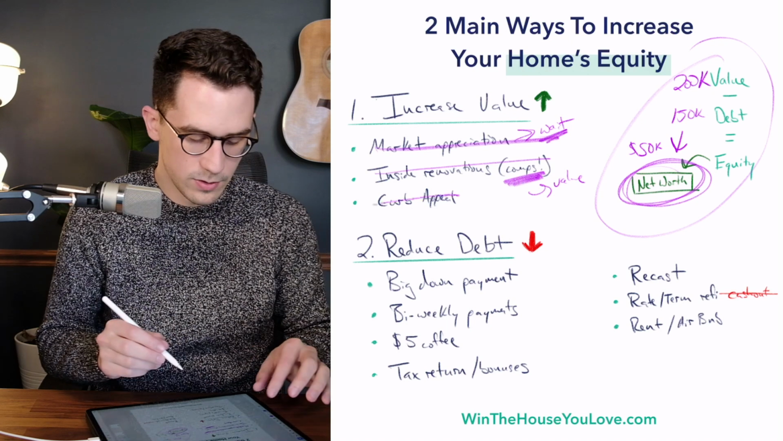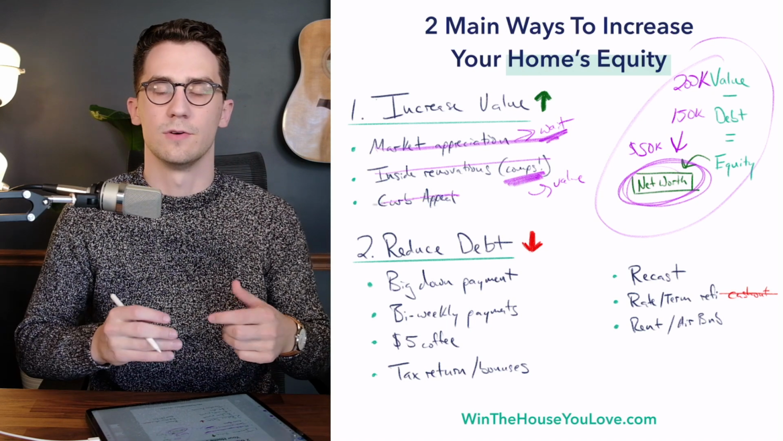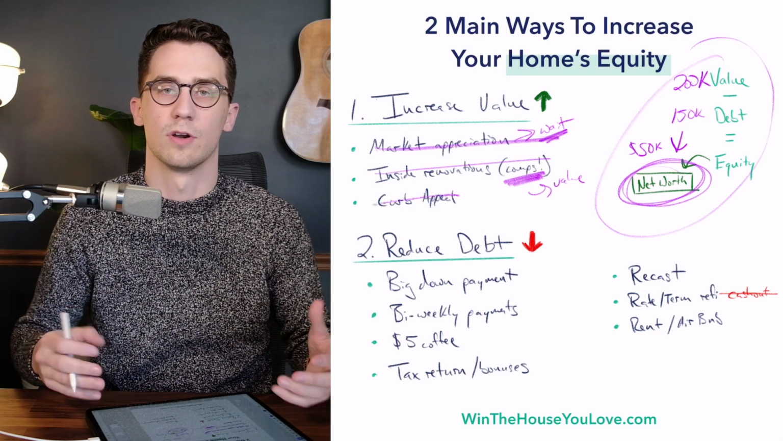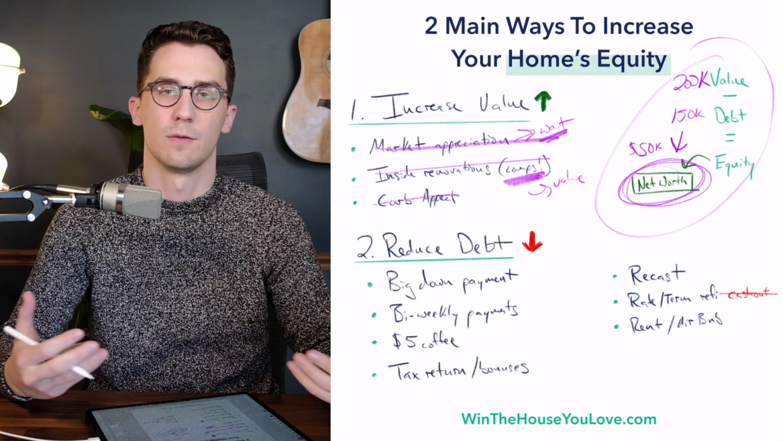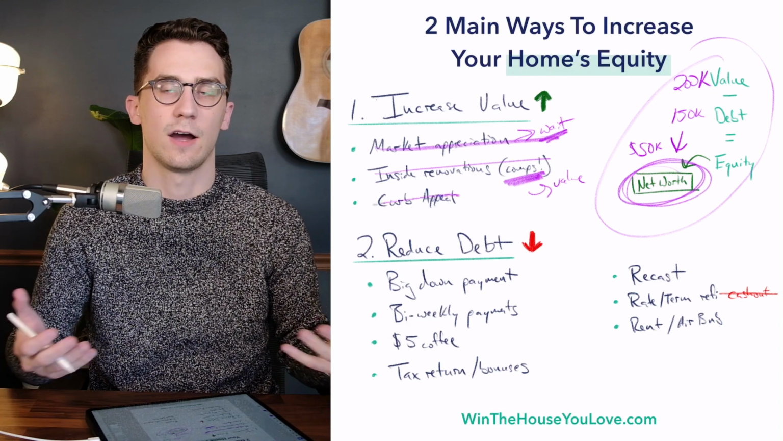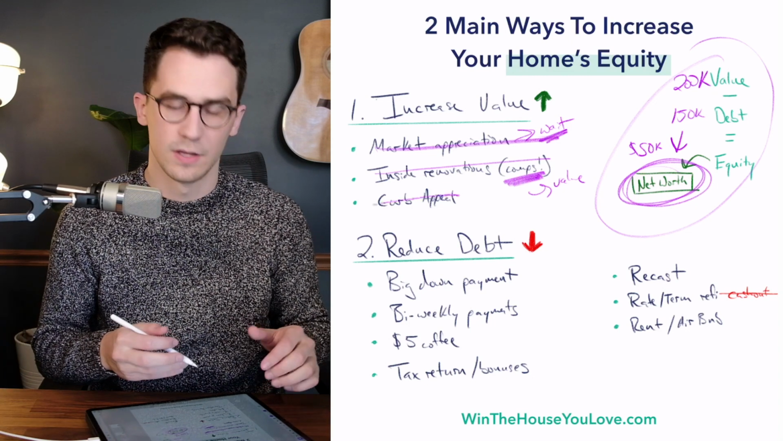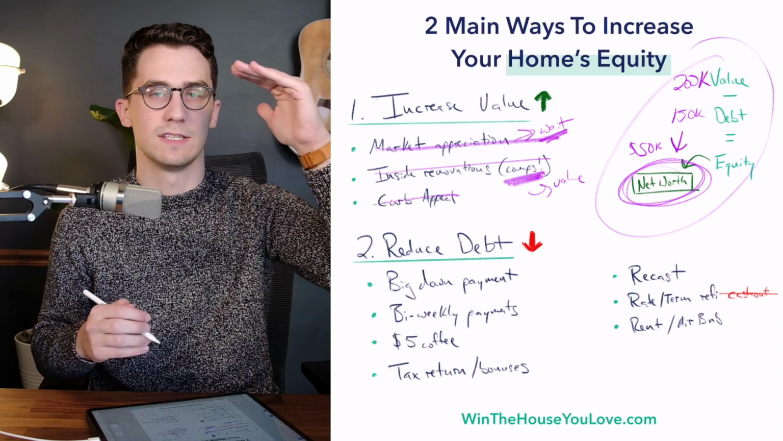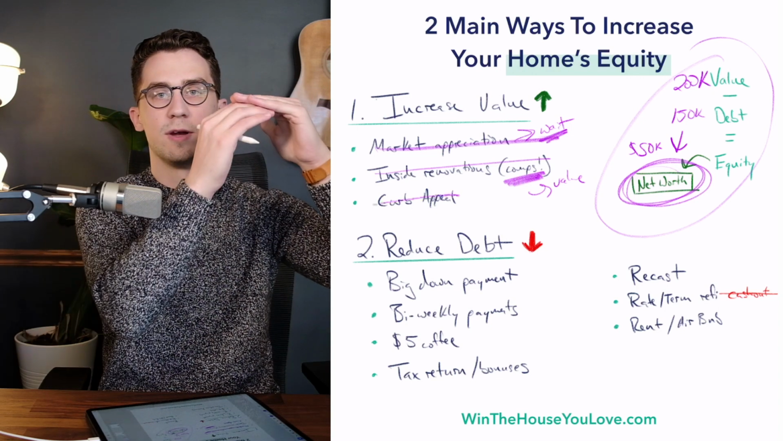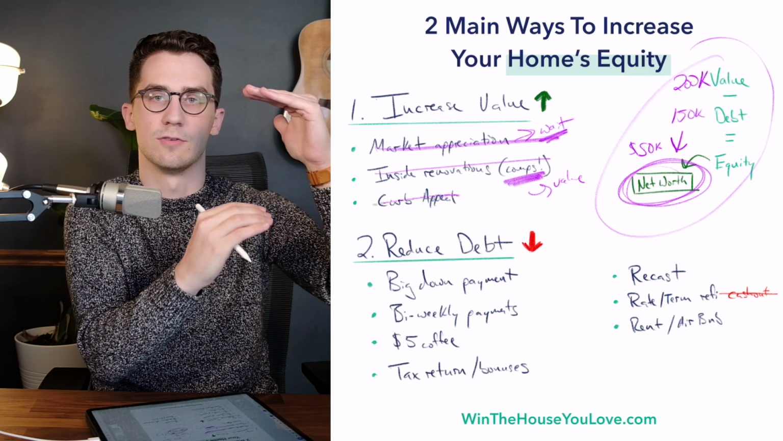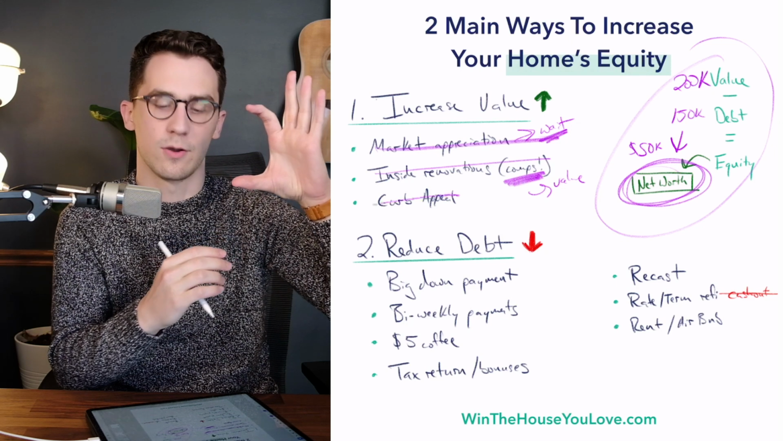You could also increase the curb appeal of your home, making the outside more attractive as well. That's going to increase the perceived value of the home and how much you could sell it for in the future. So obviously you can increase your value, but you can also decrease your debt so you have more equity.